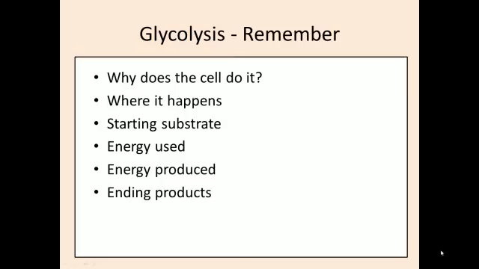So here's what I want you to remember for glycolysis. Why does the cell perform glycolysis? What is the benefit to the cell? Where does glycolysis happen in the cell? What is the starting substrate for the metabolic pathway called glycolysis? What energy is used during the metabolic pathway called glycolysis? What energy is produced during glycolysis? What are the ending products of glycolysis?